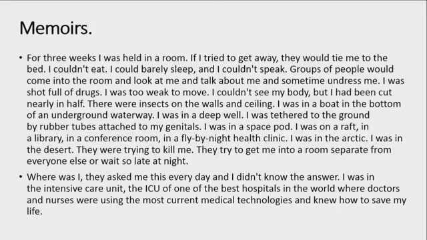Groups of people would come into my room and look at me and talk about me and sometimes undress me. I was shot full of drugs. I was too weak to move. I couldn't see my body, but I had been cut nearly in half. There were insects on the walls and ceiling. I was in a boat in the bottom of an underground waterway. I was in a deep well. I was tethered to the ground by rubber tubes attached to my genitals. I was in a space pod.